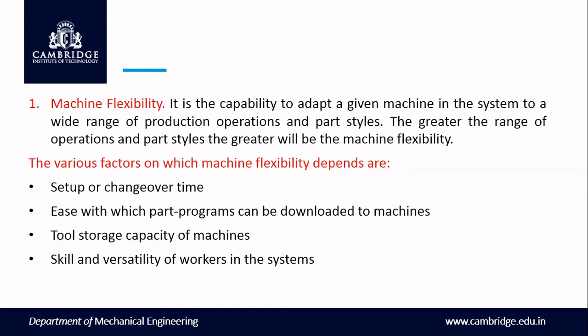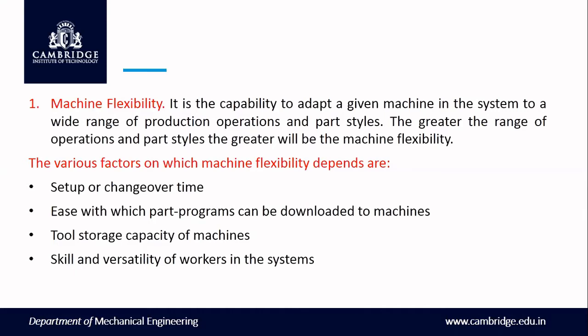So many parameters will be there. Now, the ease with which part programs can be downloaded is one of the various factors. Then the tool storage capacity of the machine also counts. For example, in a CNC machine, 12 tools will be there, or 14, 16, 8, 10. That depends upon the type of application and the type of machines we are supposed to use.